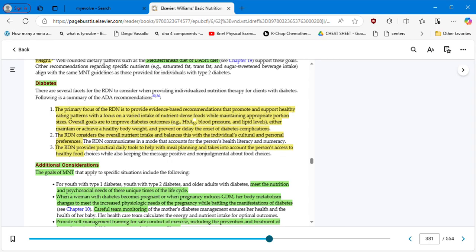Now, in terms of diabetes, the primary focus of the registered dietitian is to provide evidence-based recommendations that promote and support healthy eating patterns with a focus on a varied intake of nutrient-dense foods while maintaining appropriate portion sizes, right? So the overall goals are to improve diabetes outcomes, to have your A1C, blood pressure, and lipid levels under control, and maintain or achieve a healthy body weight and prevent or delay the onset of diabetes complications. So the registered dietitian considers the overall nutrient intake and balances this with the individual's cultural and personal preferences, and also provides practical daily tools to help with meal planning and takes into account the person's access to healthy foods.